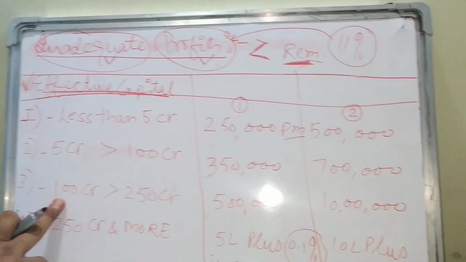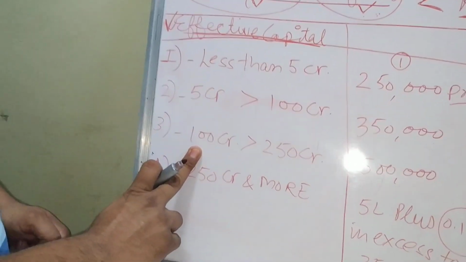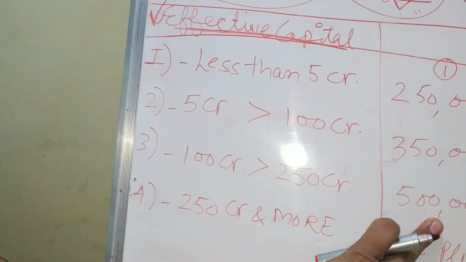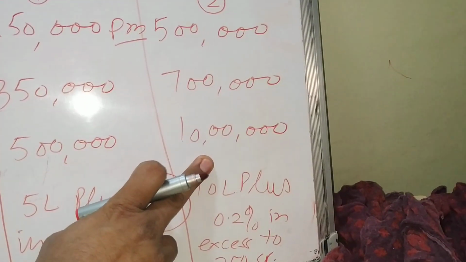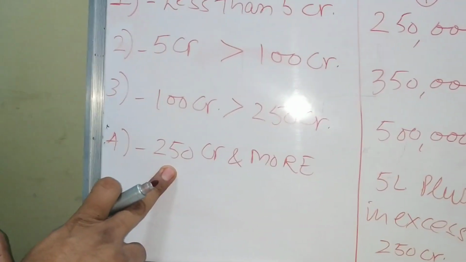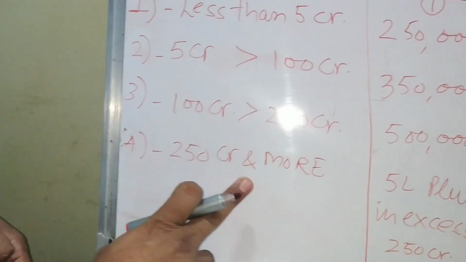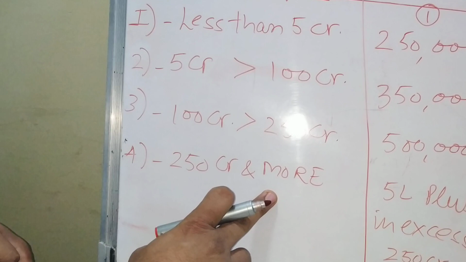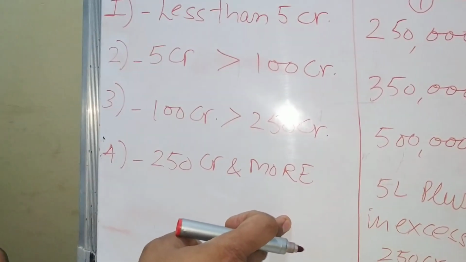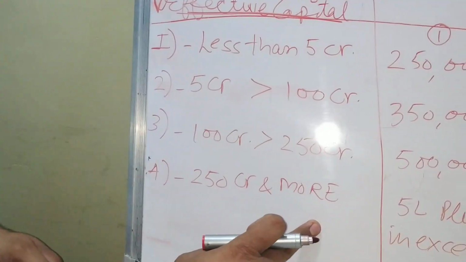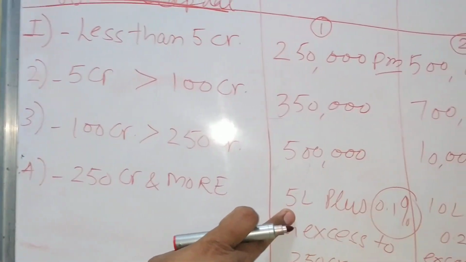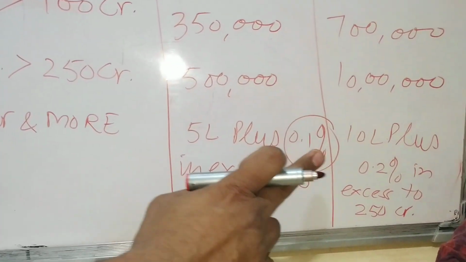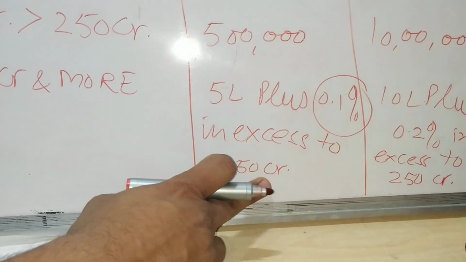In the third case, if your effective capital is more than 100 crore but less than 250 crore, it would be 5 lakh in the first table and 10 lakh in the second table. But if your effective capital is more than 250 crore, any amount, let's say 1000 crore, 1 lakh crore or something, it will be 5 lakh plus. In the first table you will get 0.1% on the excess over 250 crore.